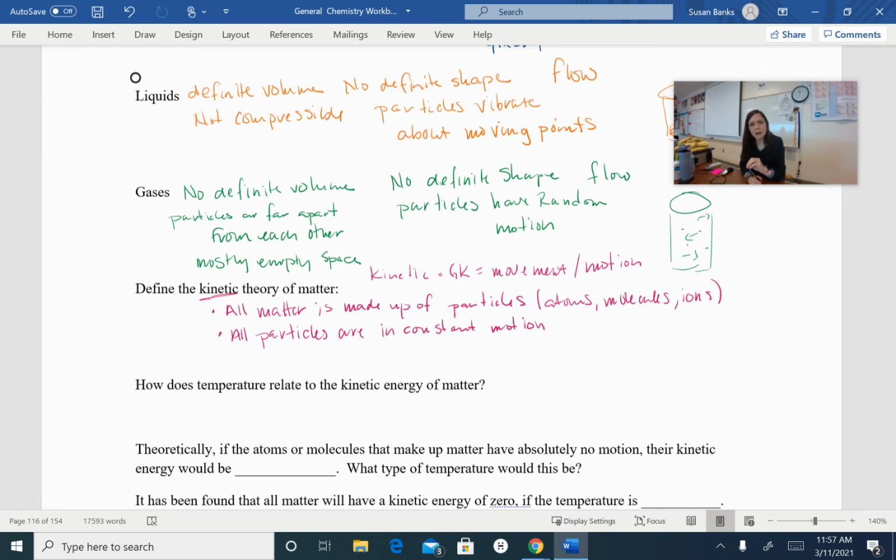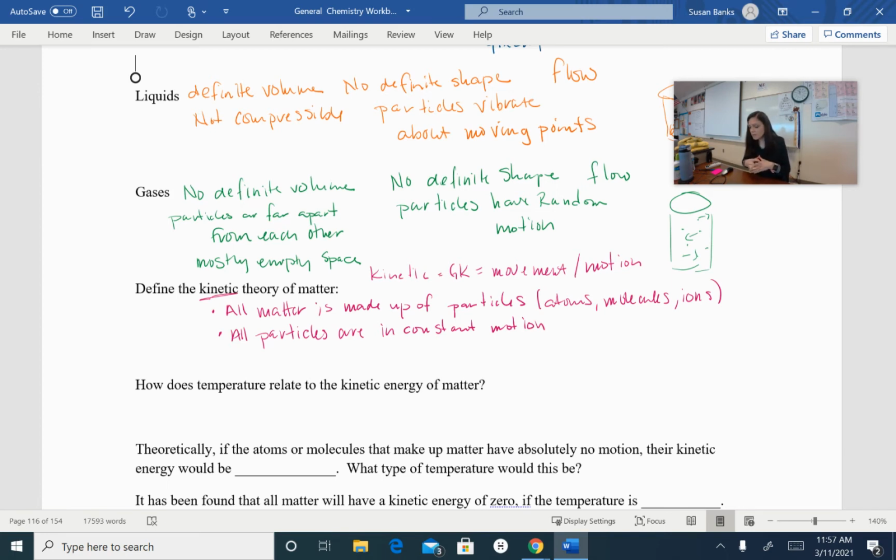And gases are in constant random motion. Okay, so we are describing all of these through the motion of those particles. So that is the kinetic theory of matter.